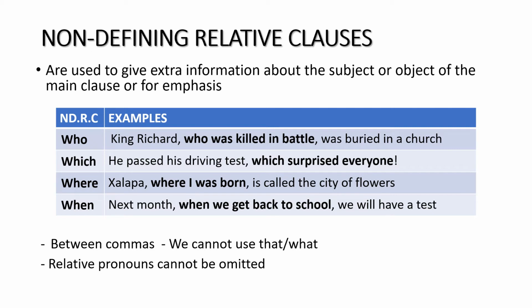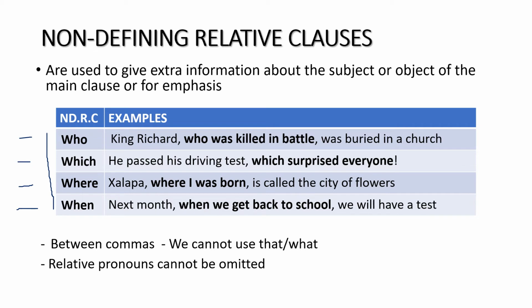Okay, the ones we use are who, which, where, and when. Okay, it's the same use. We have who for people, which for things, where for places, and when for time. We have an example with who. King Richard, comma, who was killed in battle, comma, was buried in a church.